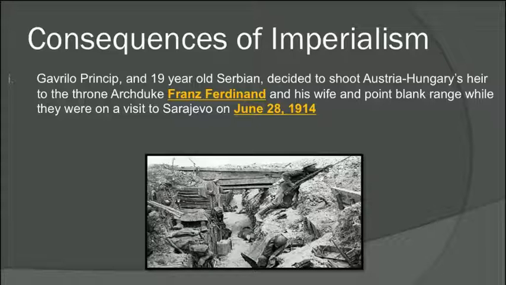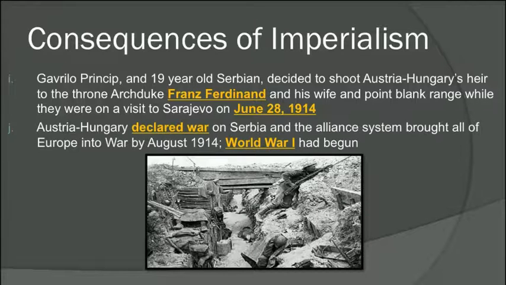But the reason it happened here is because, like we saw in the previous slide, we had all these alliances in place, these countries that supported one another. You had nationalism, pride played a big role in this, and of course imperialism as well. So Austria-Hungary declared war on Serbia, and the alliance system brought all of Europe into war by August 1914. World War I had begun.